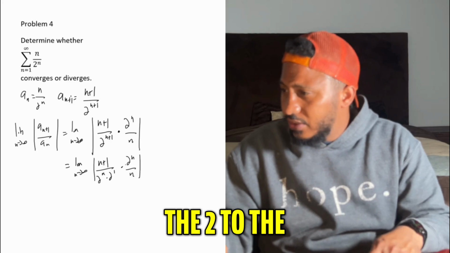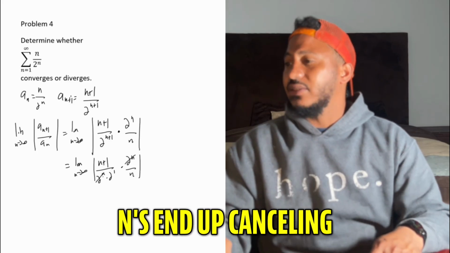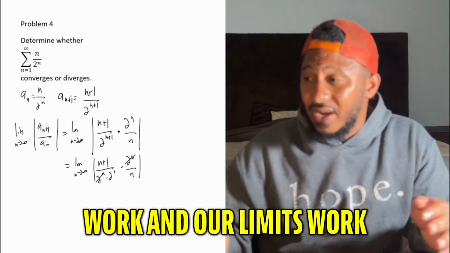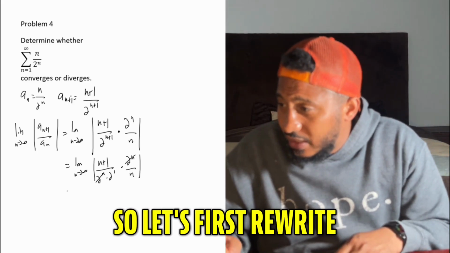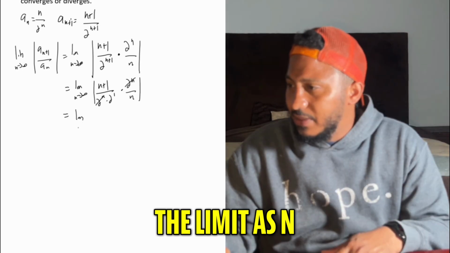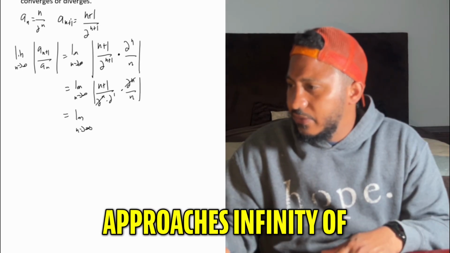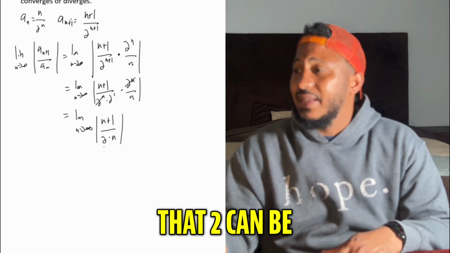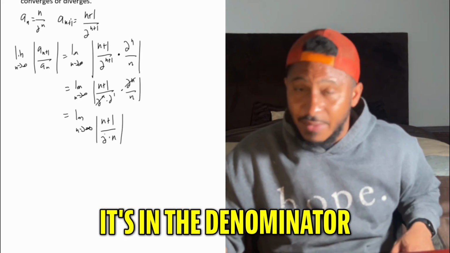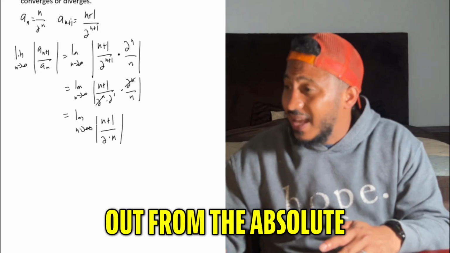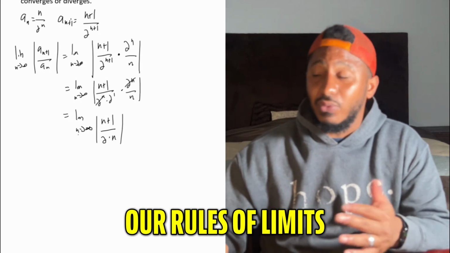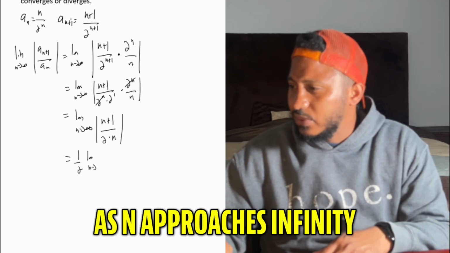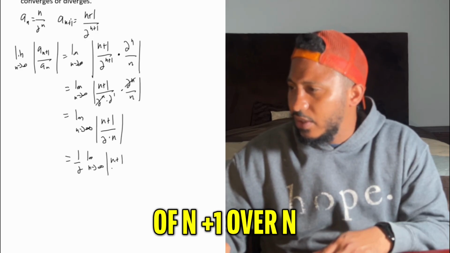And now the 2 to the n's end up canceling. Also, because of how our absolute values and limits work, any constants can be pulled out in front. So let's first rewrite this as the limit as n approaches infinity of (n plus 1) over 2n. But again, that 2 can be pulled out in front. It's in the denominator, so it would be a half. But it can be pulled out from the absolute value and in front of the limit because of our rules of limits, right? So we have 1/2 times the limit as n approaches infinity of (n plus 1) over n.